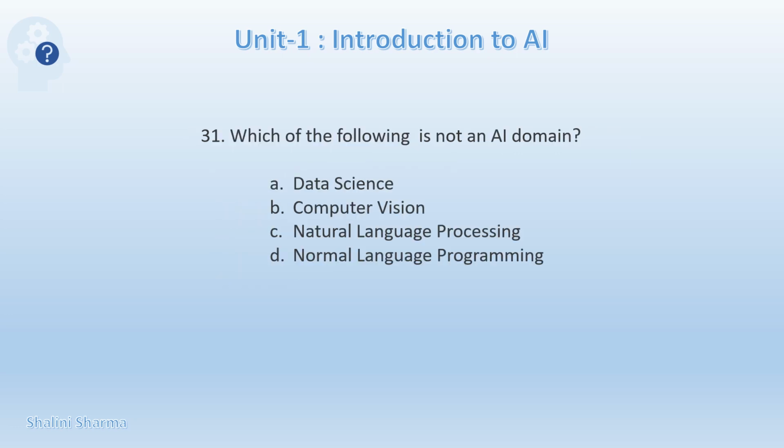Which of the following is not an AI domain? A. Data science, B. Computer vision, C. Natural language processing, D. Normal language programming? And the correct answer is normal language programming. There is no such term as normal language programming. The other three, data science, computer vision, and natural language processing, form part of the AI domain.